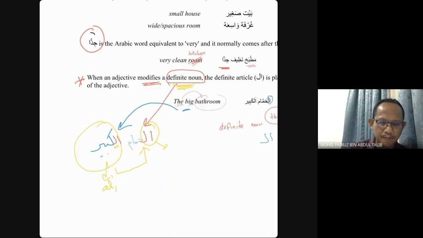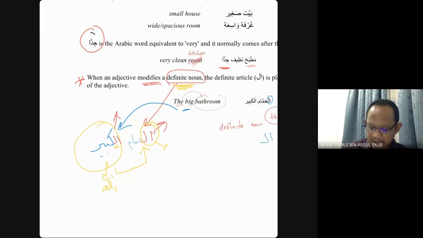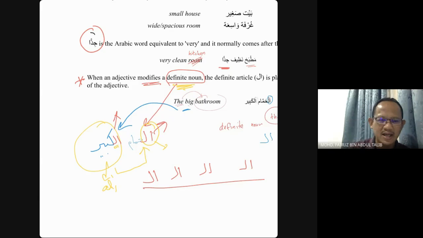It is only the form. But when it comes to translation, you don't translate this al anymore. You don't say the bathroom, the, or translate both the and the. No, you only translate one: the big bathroom. Al-hammam al-kabir. Is it okay? So that is why sometimes when you read a sentence, you see a lot of al. Sometimes you don't need to translate all the al. You only need to translate the first part: the so-and-so book.